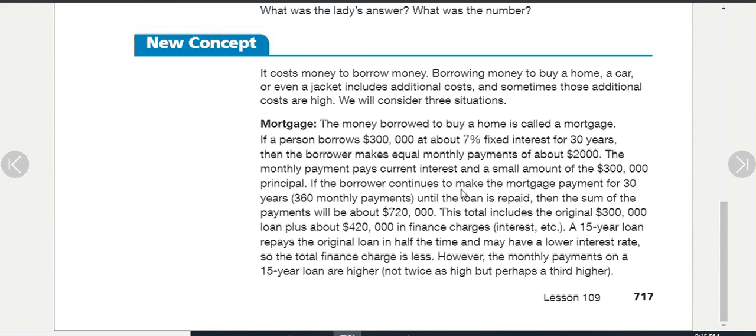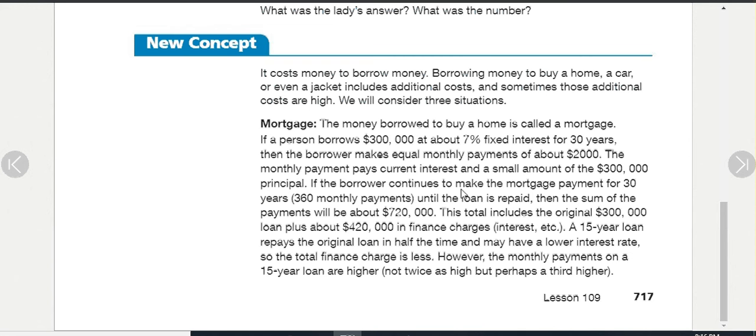The monthly payment is a combination of your actual money you're paying back, which is called the principal, and what we call interest. You might be familiar. Interest is the extra added charge of them having given you their money. So that's the combination of those two things you're paying back in your monthly mortgage. If the borrower continues to make the mortgage payment for 30 years, that's going to end up being 360 monthly payments. That's one thing that's useful to understand.